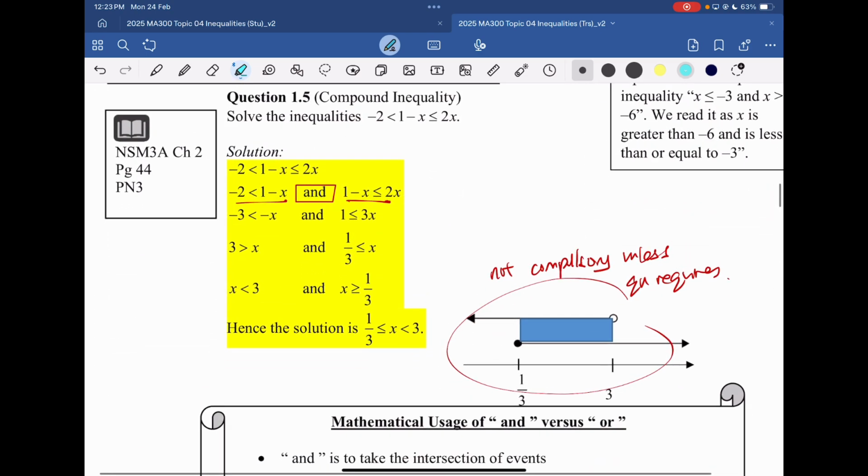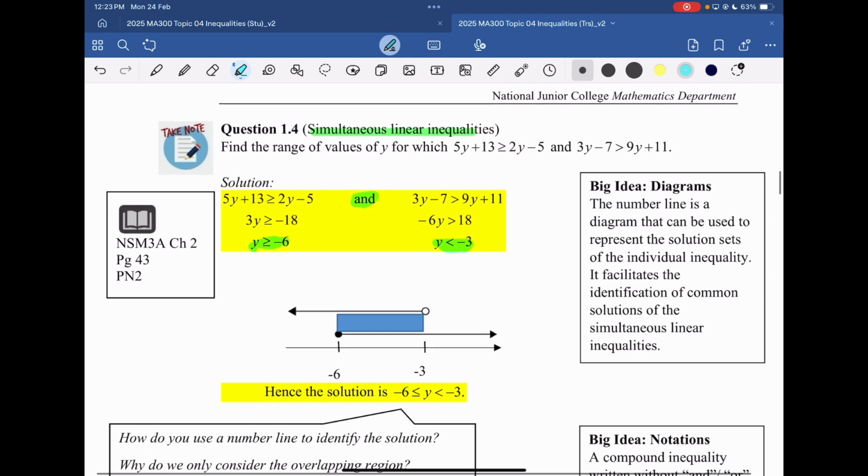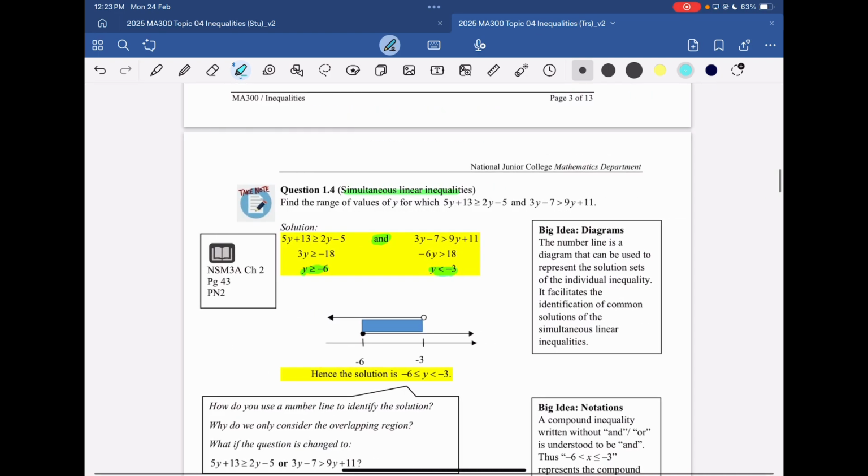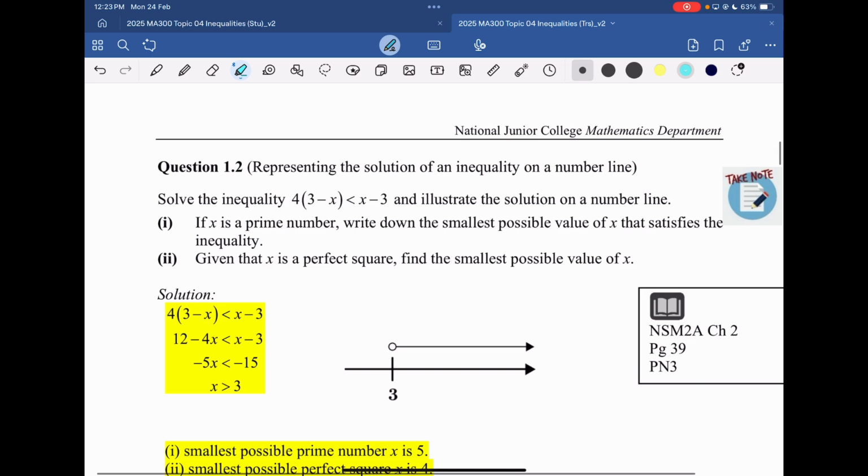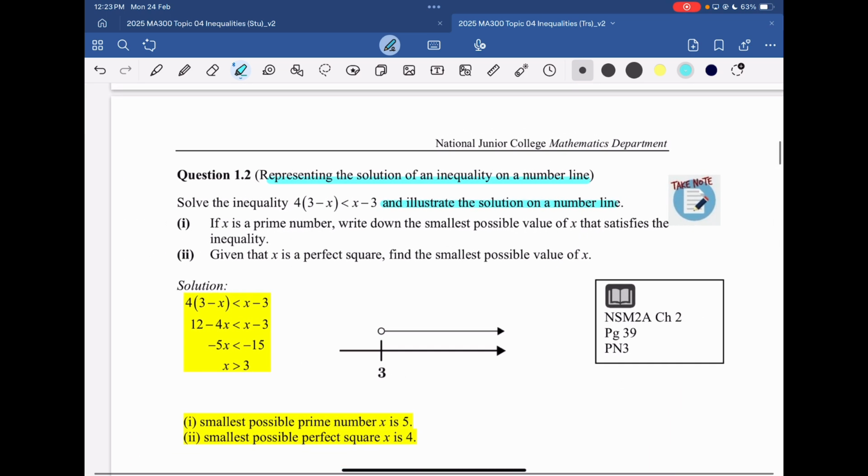Question 1.5. You need to draw a number line. If the question doesn't ask you to draw a number line, then you don't need to draw. But if the question asks you to draw, then you draw. A number line, if it helps you to visualize, then you draw. Like in this case, you will see 1.2, they ask you to represent on a number line. That means they give you marks for doing that.